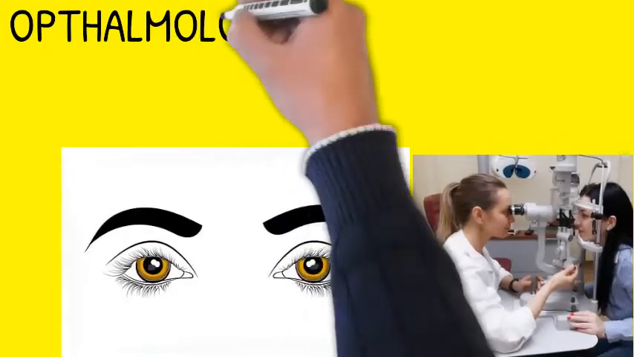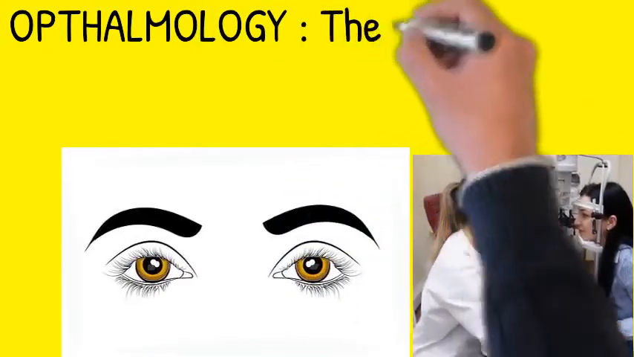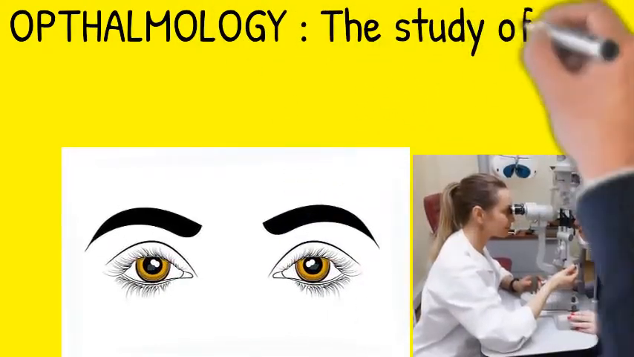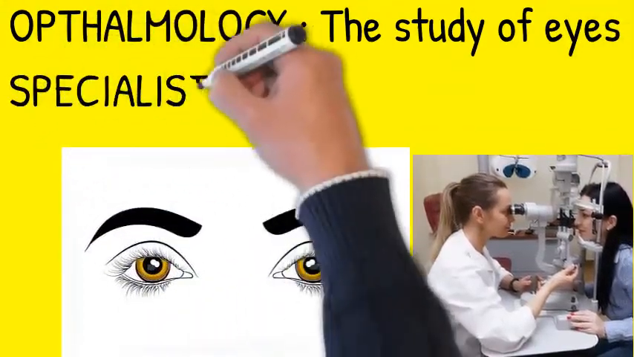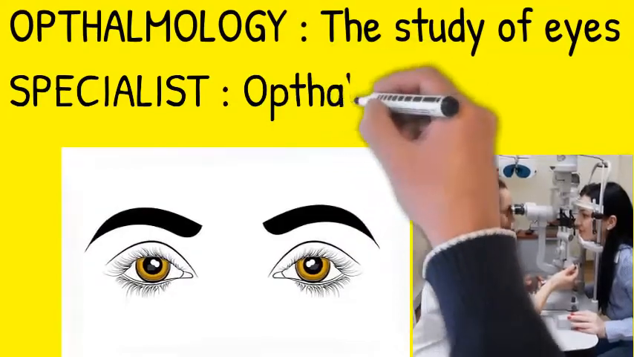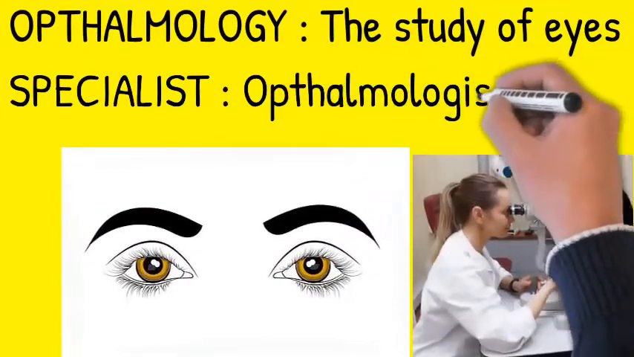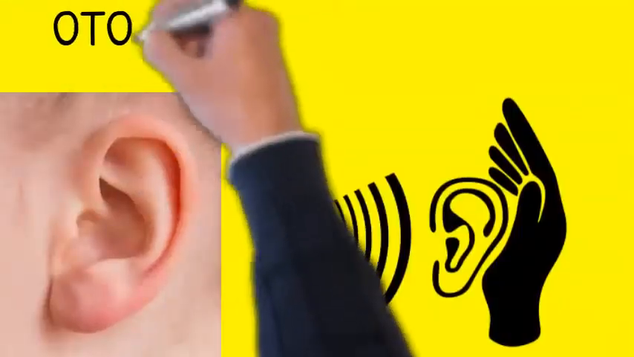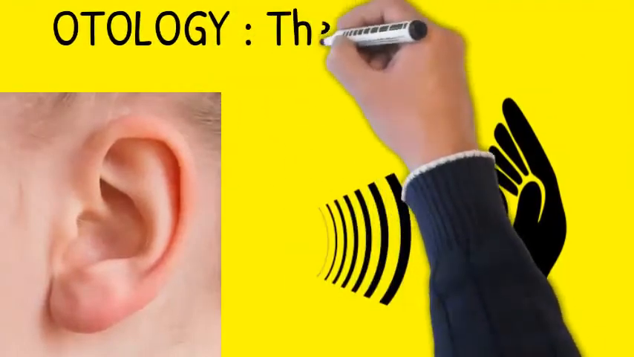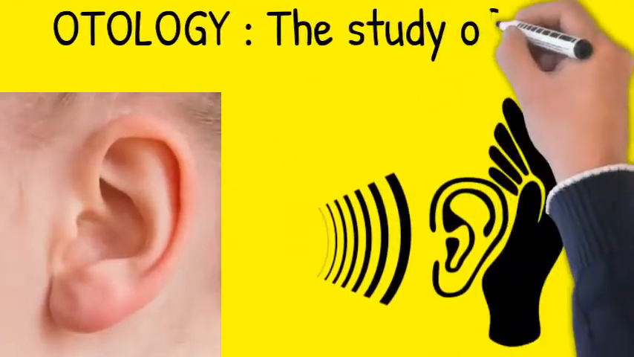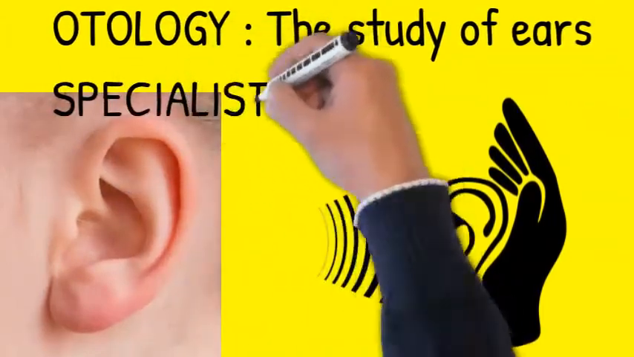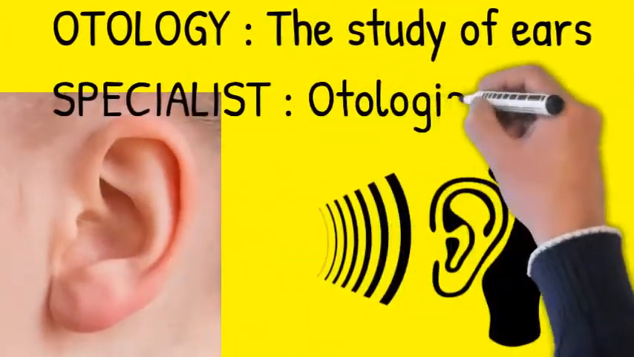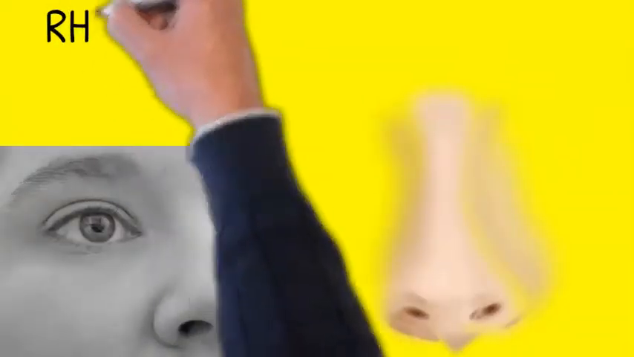Eyes. The study relating to eyes is known as ophthalmology. And a person who specializes in this field is an ophthalmologist. Ears. The study relating to ears is known as otology, and a person who specializes in this field is an otologist.